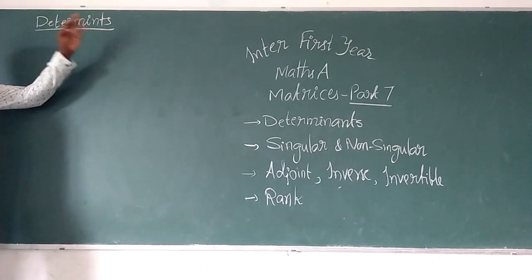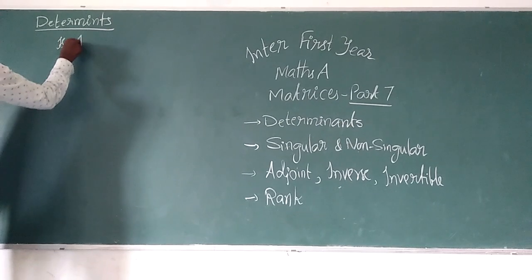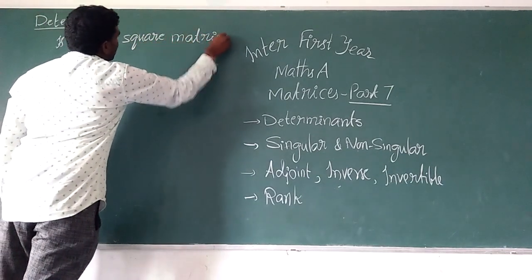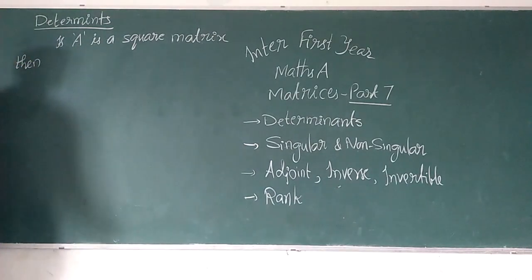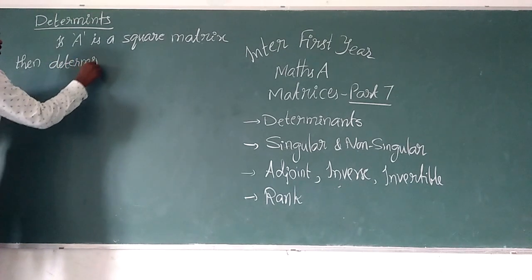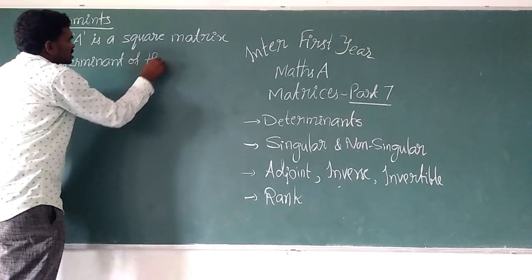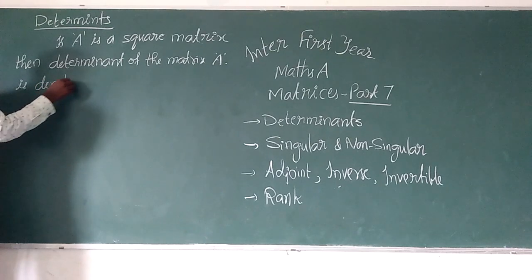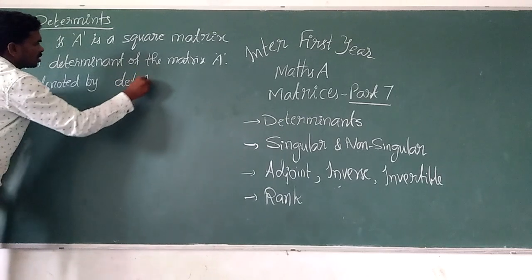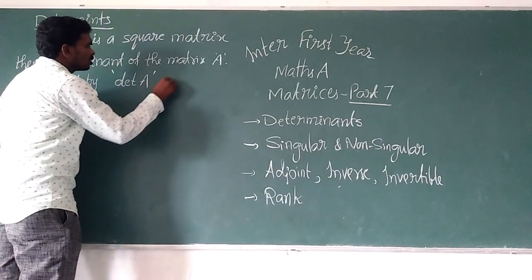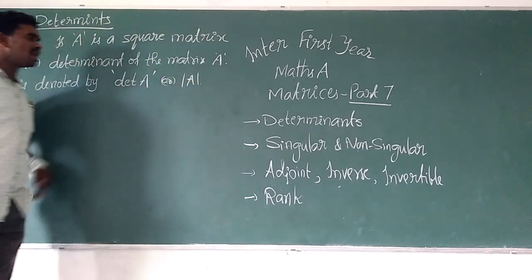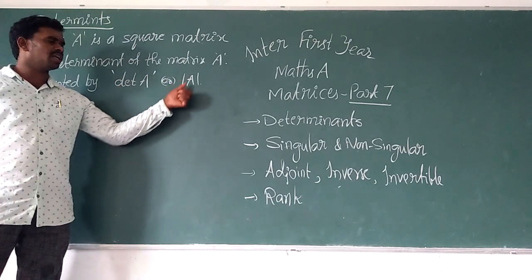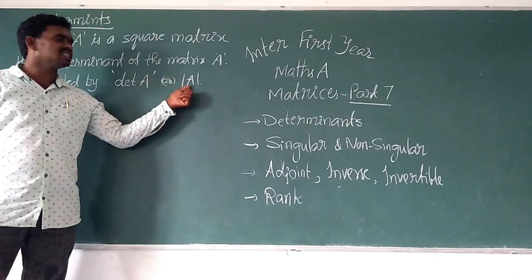Coming to the point, determinants. Suppose capital A is a square matrix, then the determinant of the matrix A is denoted by det A. We can write it as det A or modulus A. The reading is the same, but don't read it as modulus. In matrices we should read this as det A.